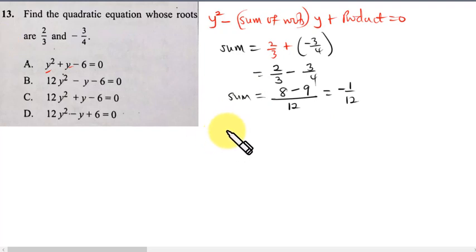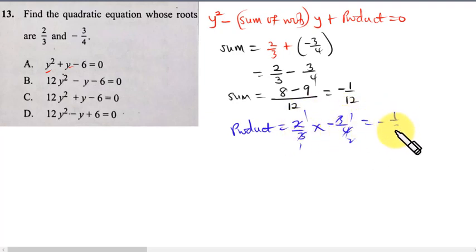Let me look at the product of roots. The product of roots is going to be 2/3 times -3/4. 3 here 1, 3 here 1, 2 here 1, 4 here 2. So I have -1/2. So that is also the product of roots.